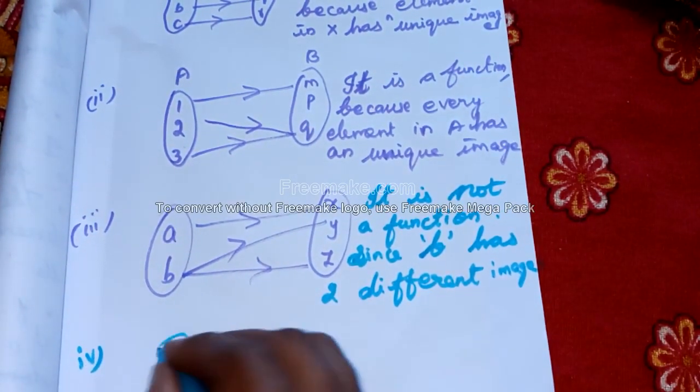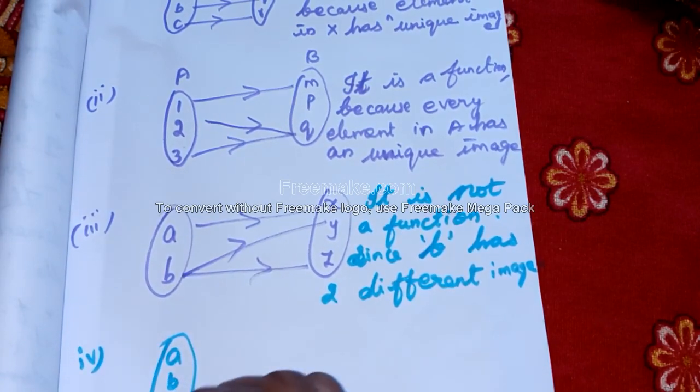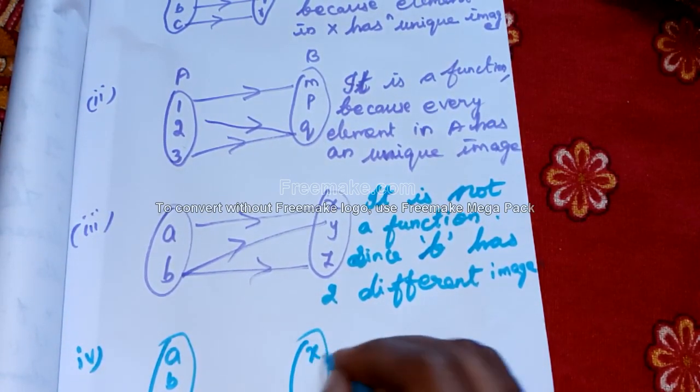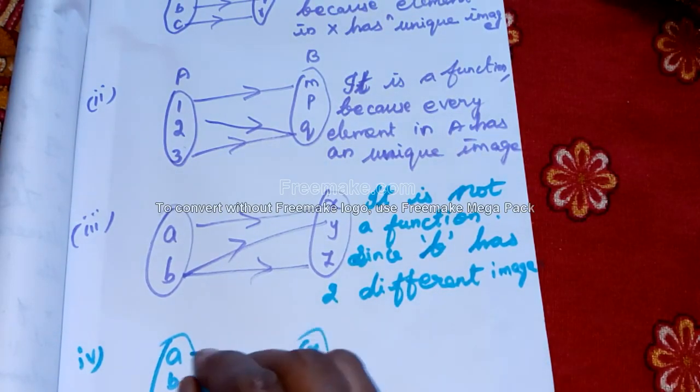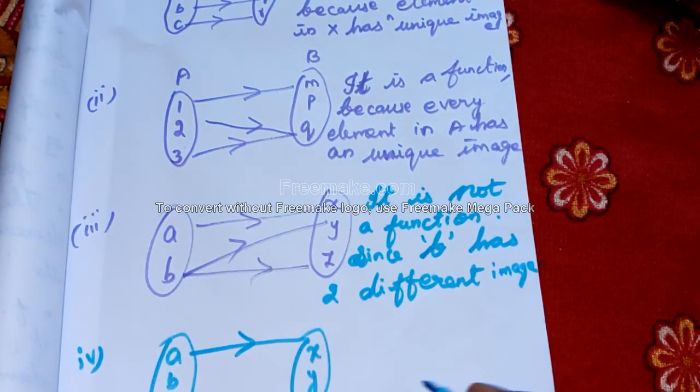Listen. X, A, comma, X. The relation is A, comma, X; B, comma, X; C, comma, Y; C, comma, Z. Whether it is a function or not: it is not a function.